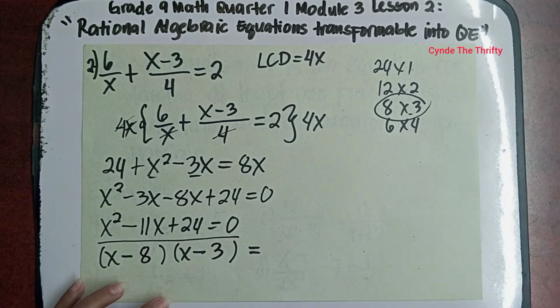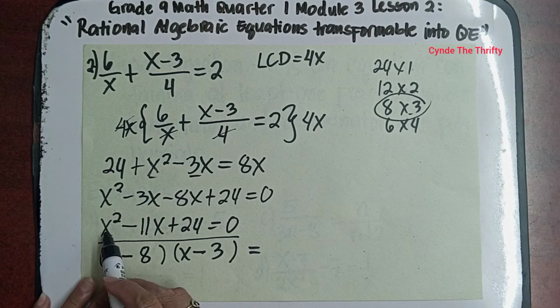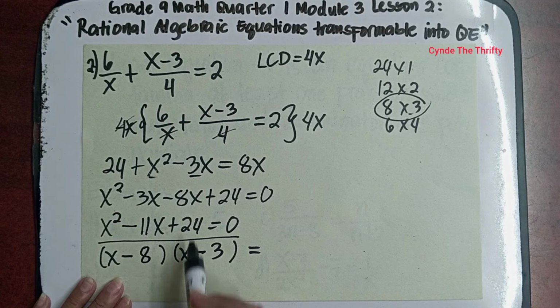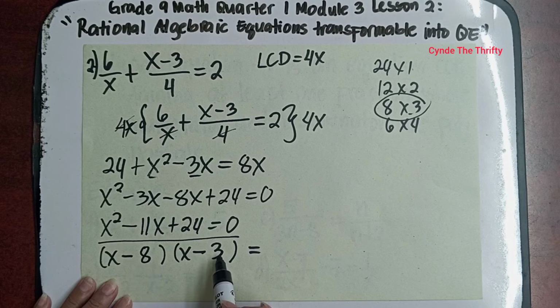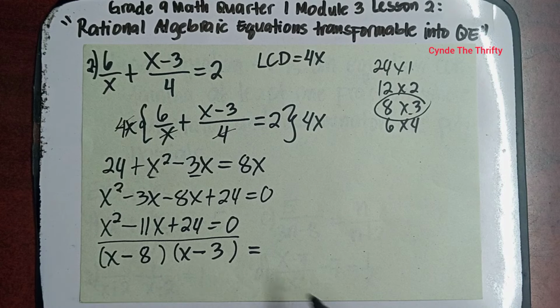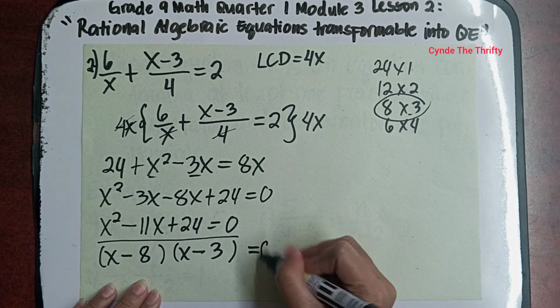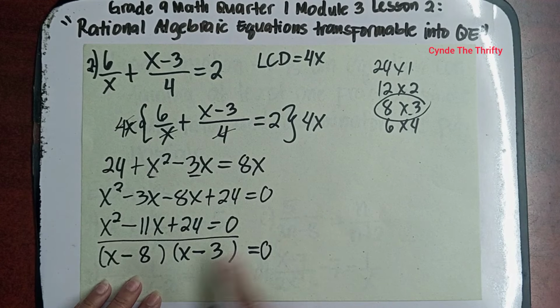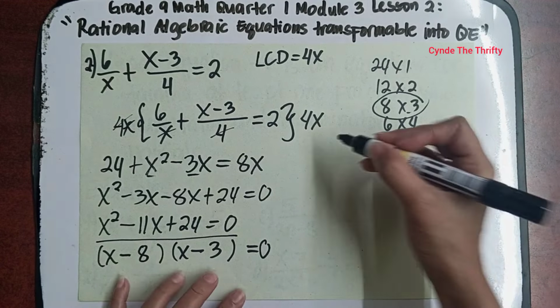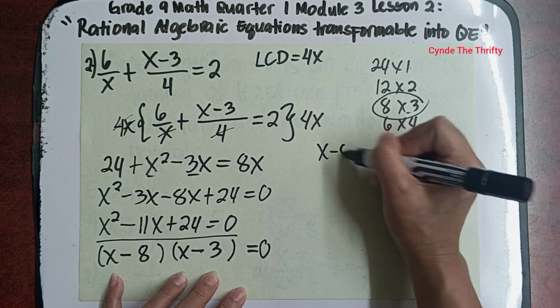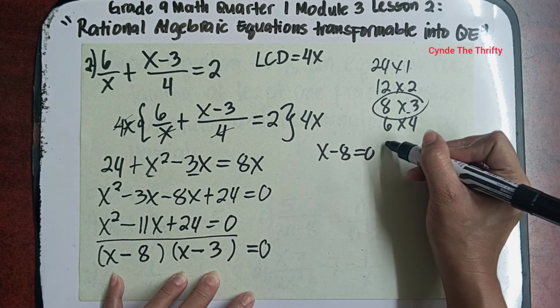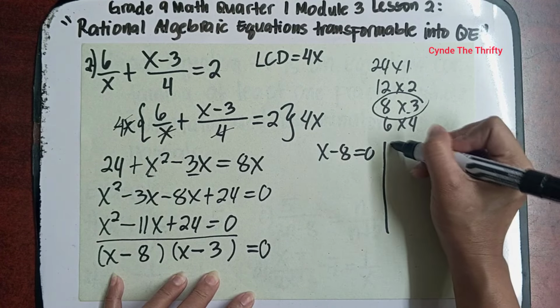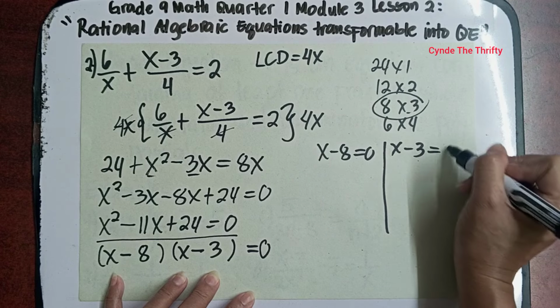8 and 3. So, ibig sabihin, ang factor ni x squared is x times x at ang factor ni 24 is 8 times 3. Negative 8 times negative 3 is equal to positive 24. Okay? So, nakuha nyo kung paano mag-factor. Meron na tayong factor. I-equate na natin siya into 0. So, that is x minus 8 is equal to 0, and then x minus 3 is equal to 0.